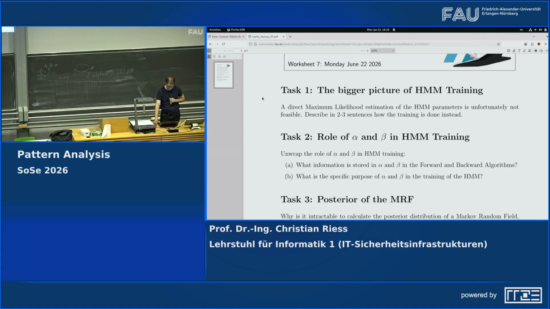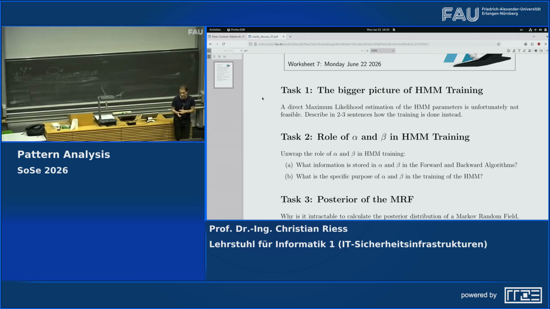Does it make sense? So what could be two or three sentences describing this training, to come up with a solution here? Come on, in four weeks I want you to write these two or three sentences.